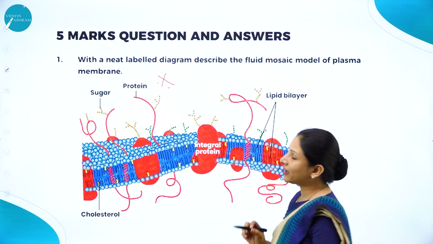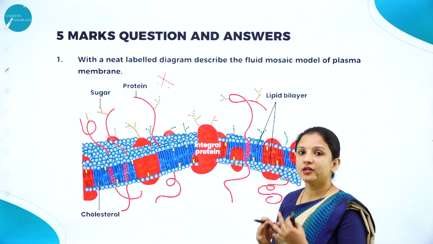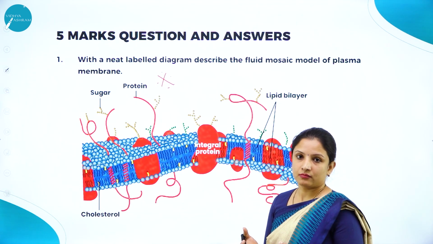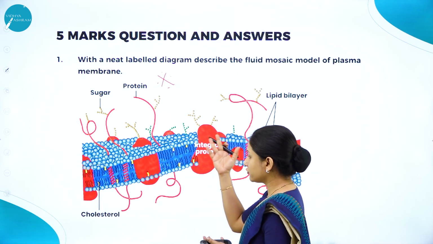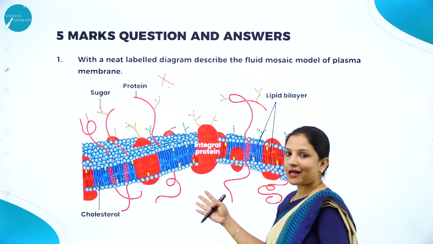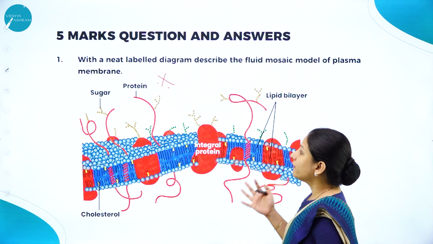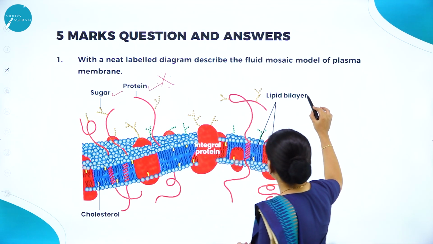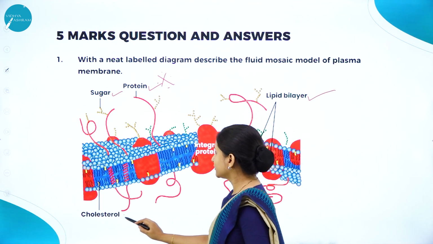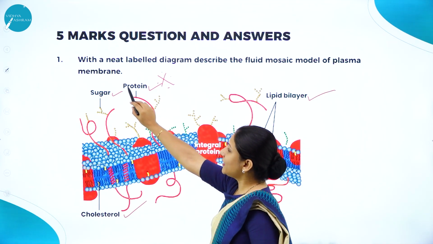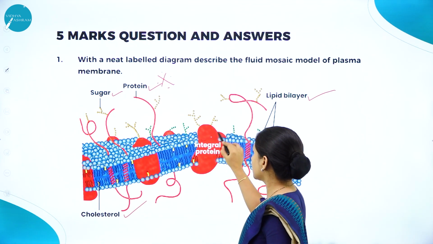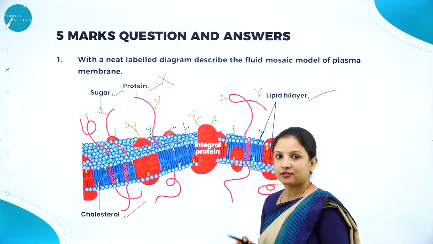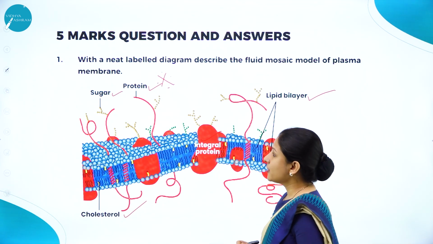With a neat label diagram, describe the fluid mosaic model or describe the lipid bilayer. Also, they can ask like that. So, you have to draw this diagram exactly from the NCERT textbook, wherein you'll have to mention the sugar, the protein and the lipid bilayer that it contains, cholesterol, and here, this is the extrinsic protein, this is the integral protein. So much you have to mention. Whatever labeling is there in the NCERT textbook, that you have to mention.